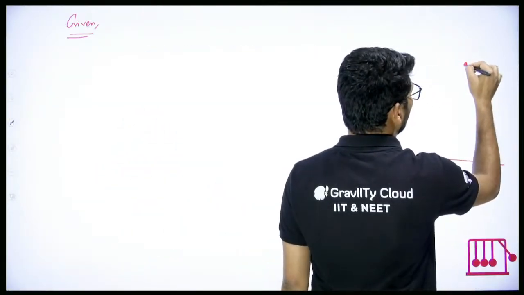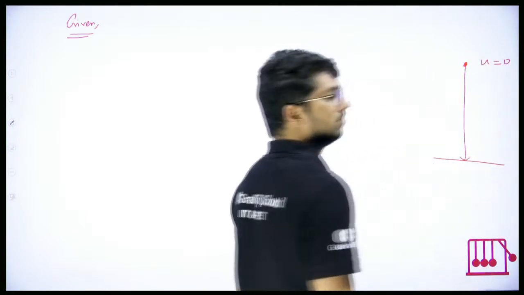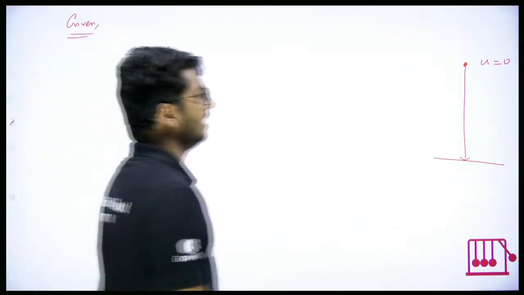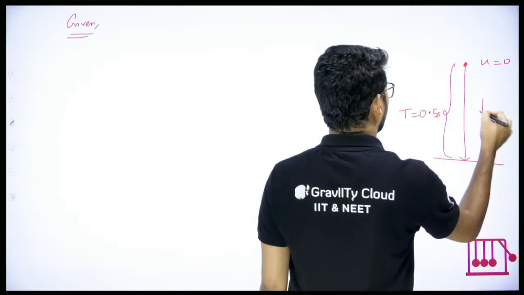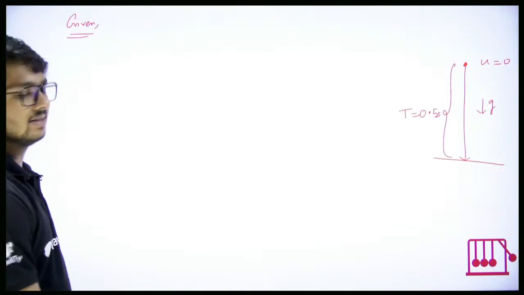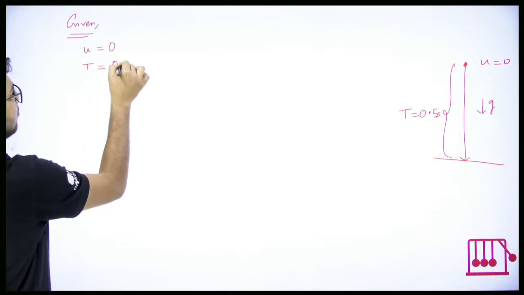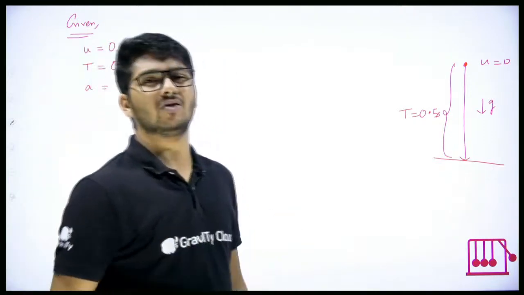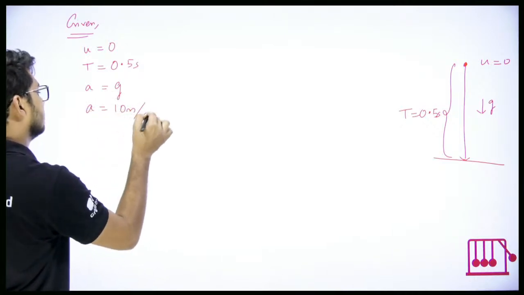It's like this. A car is falling off, right? Topmost point. Here the initial speed is 0. Then it falls down. What is given here? It drops to the ground in 0.5 seconds. So this time taken is how much? 0.5 seconds. Acceleration due to gravity will be downwards. We have to find the speed on striking the ground. So given information: U is equal to 0. Total time of flight is 0.5 seconds. And A is equal to G. Here downward acceleration, velocity downward, speed will increase, positive. A is equal to G, and G is given as 10 meter per second square.